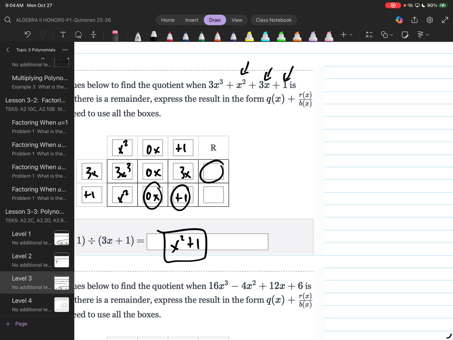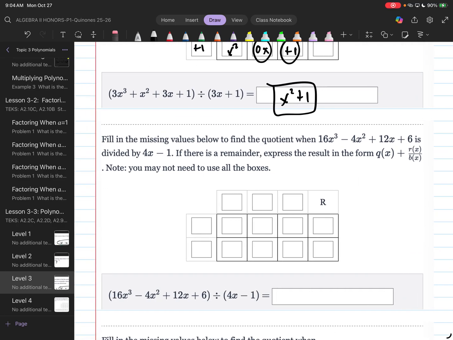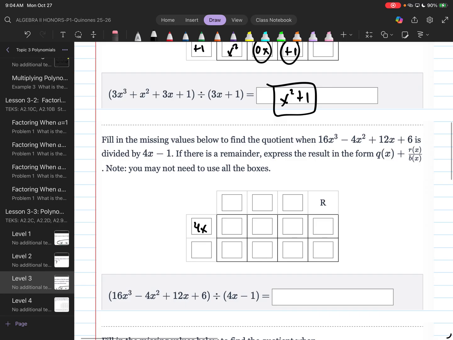Okay. All right, try this one then. I don't know if there's a remainder or not. Try it. Is there a remainder for this? Question mark. I have no earthly idea, but I'm willing to give you 3 minutes to figure it out.